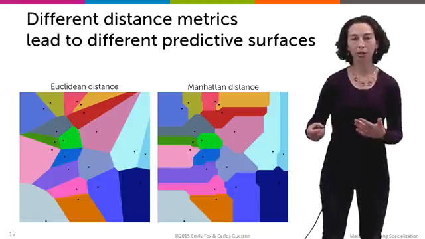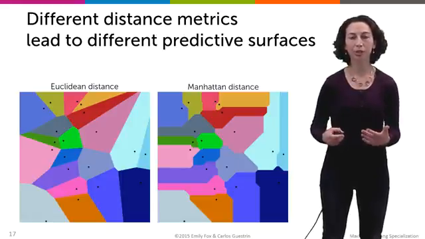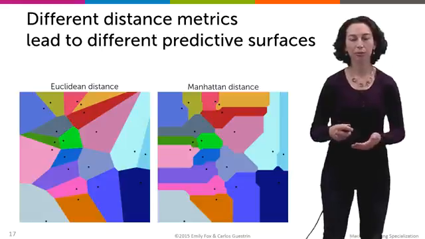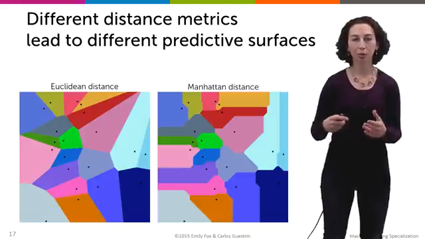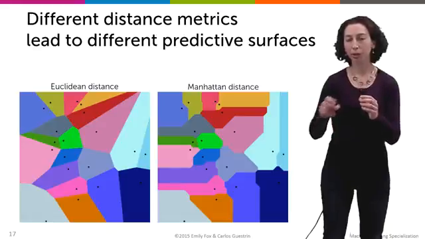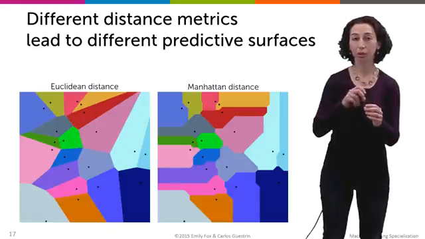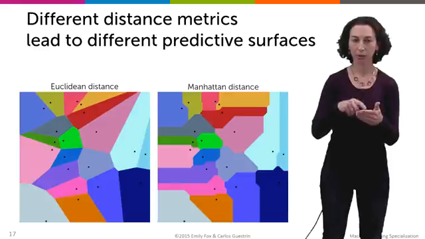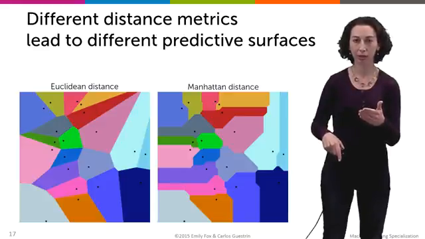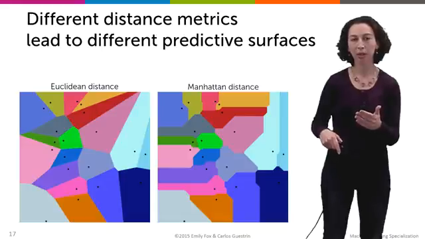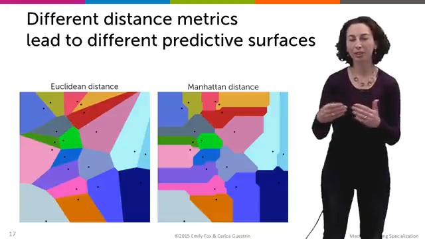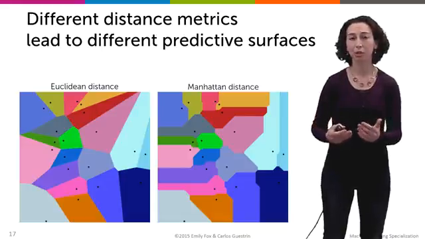But if we look at the plot on the left-hand side, where we're using a different distance metric, what we see is we're defining different regions where, again, those regions mean that any point within that region is closer to the one data point laying in that region than any of the other data points in our training data set. But the way this distance is defined is different, so thus the region looks different.